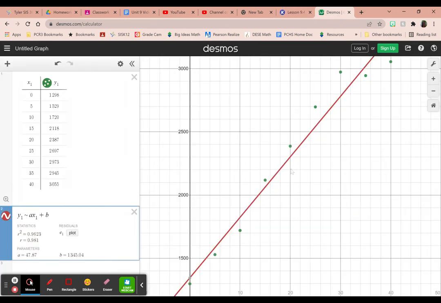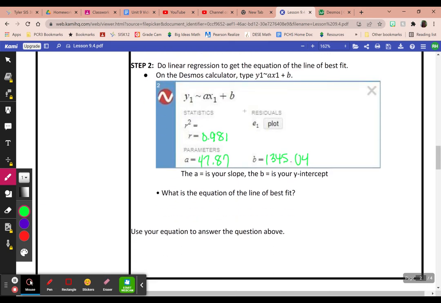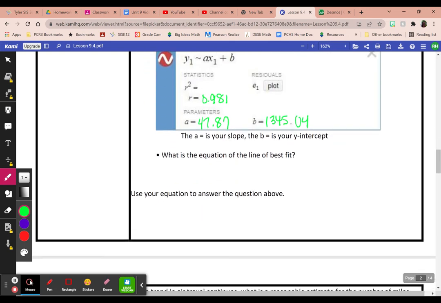So you can see our points are all going up together. They're pretty close to our line of best fit. So that's why our r number is really close to 1. So this would mean we'd have a strong positive correlation happening here. So using these numbers, we're going to write an equation for our line that we just made. So a is our slope, that's our m, right?